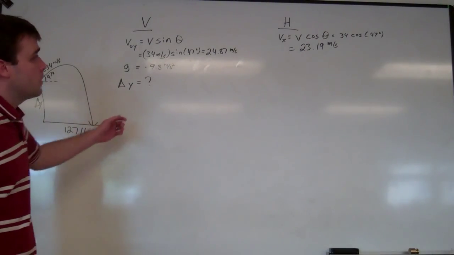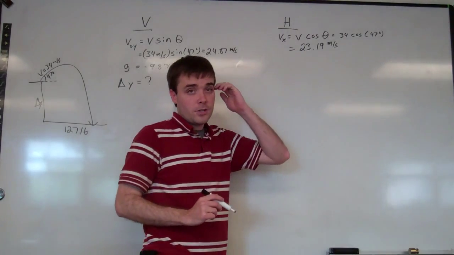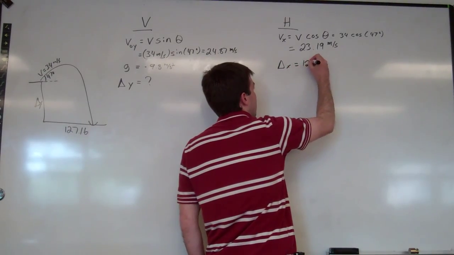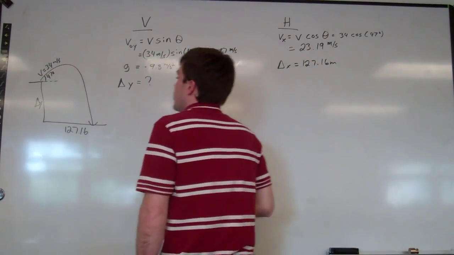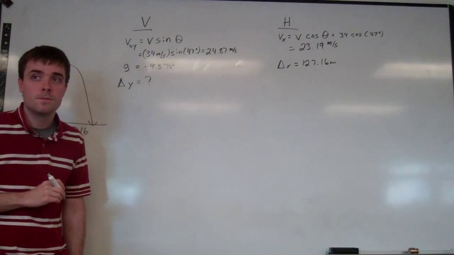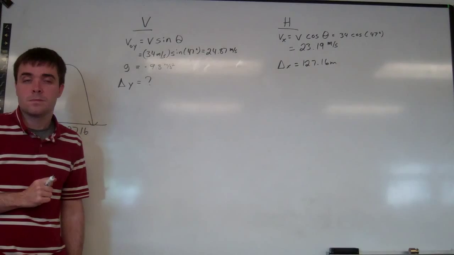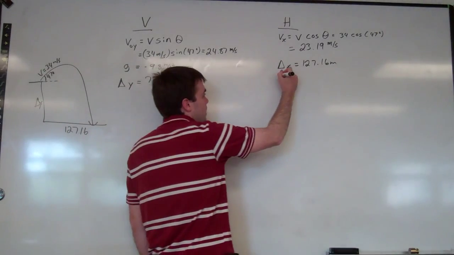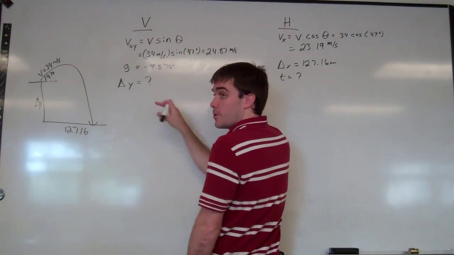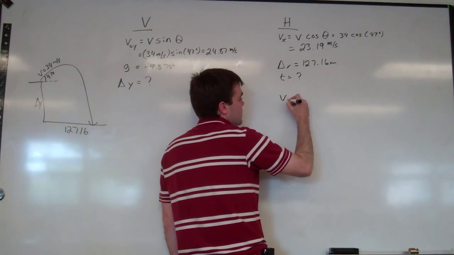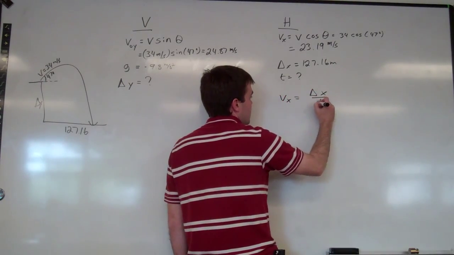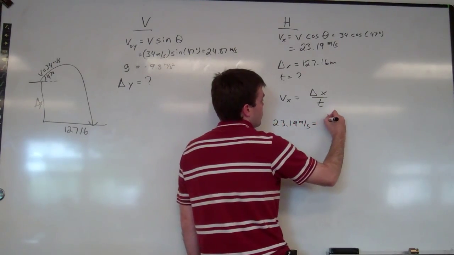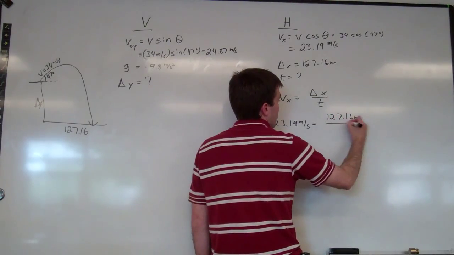Alright, should I know delta y? Do you know anything else in the horizontal direction? Delta x, right? Delta x is 127.16 meters. So what are we going to do? Find t. Find t in which direction? Horizontal. Find t in the horizontal direction, and then use it in the vertical direction. We do Vx equals delta x over t, so 23.19 meters per second equals 127.16 meters over t.